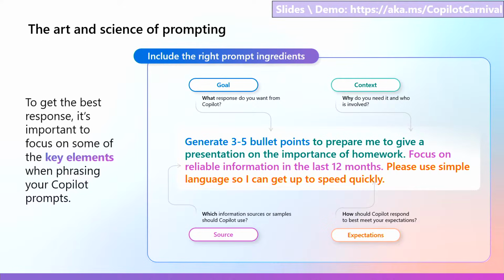I think we could be even more specific there. What does reliable information mean? And then we set the expectations of what we want the output to be: please use simple language so I can get up to speed quickly.